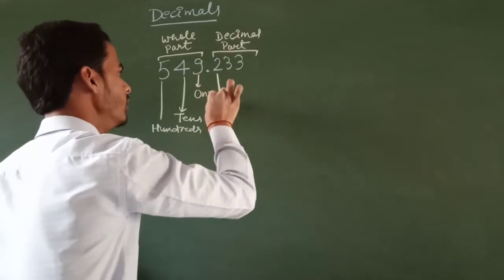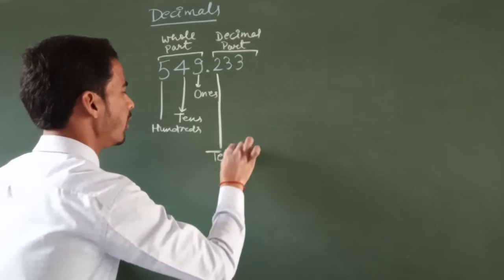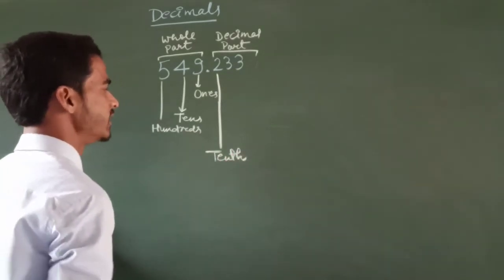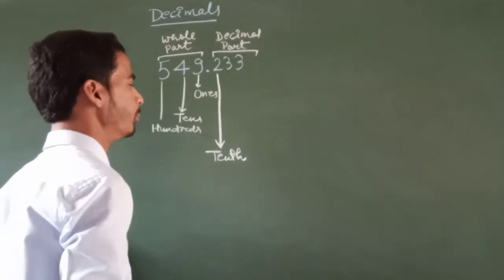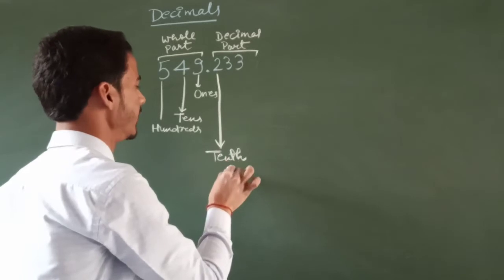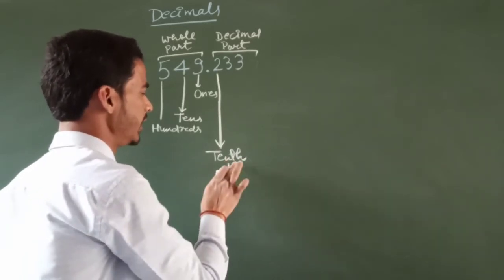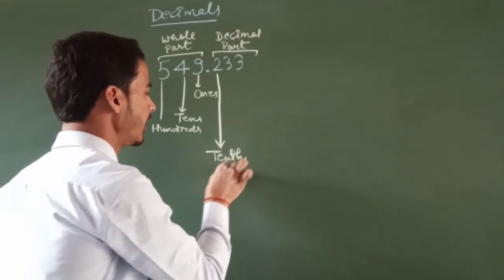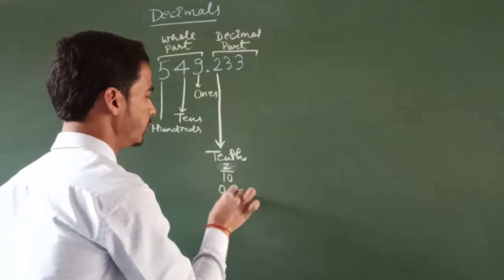That is called the tenths part, and a decimal value for it. The tenths part is 2 parts out of 10. That is the tenths part, and the place value of this number is 1 upon 10. In other words, you can say that it will be 2 upon 10, and in other words, you can say that it will be 0.2.